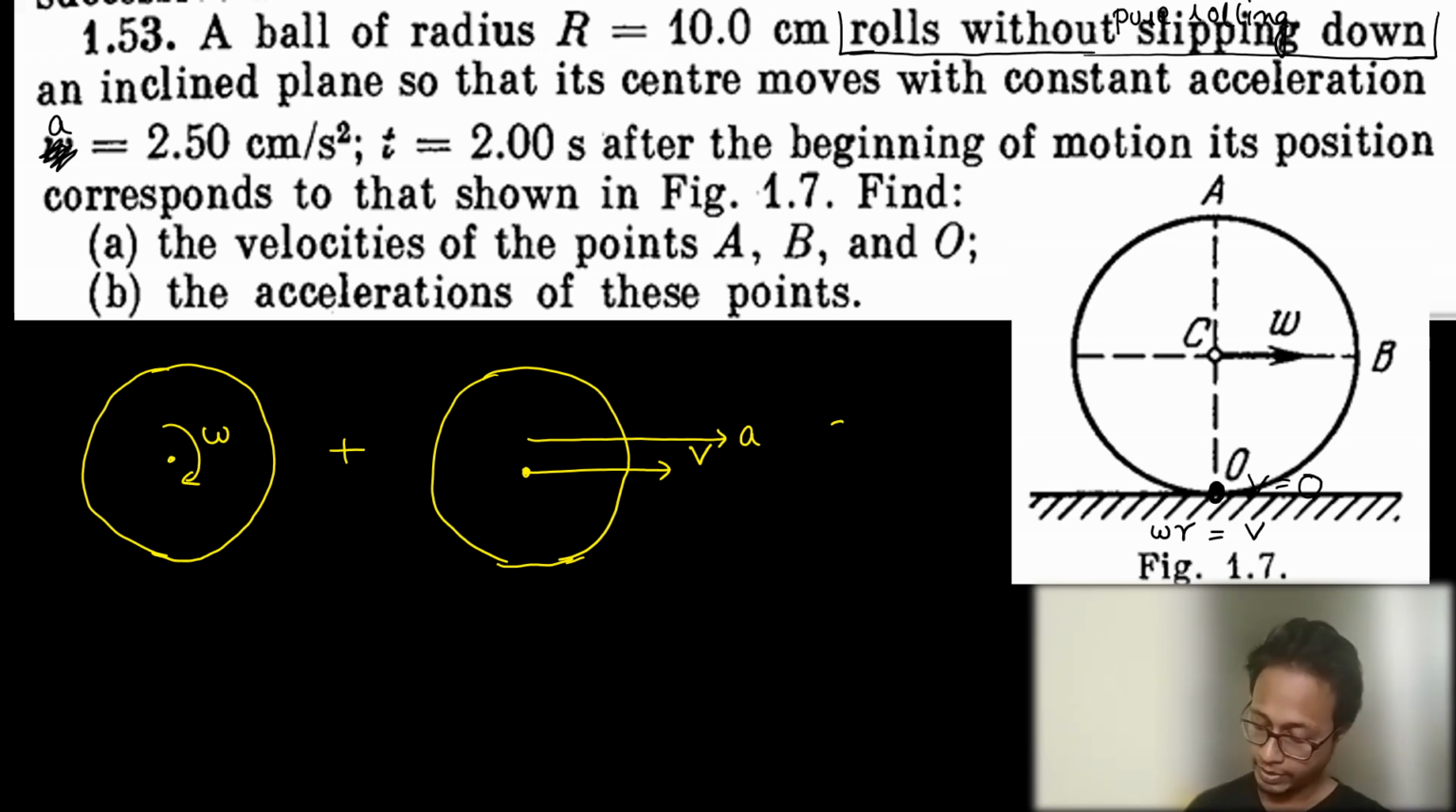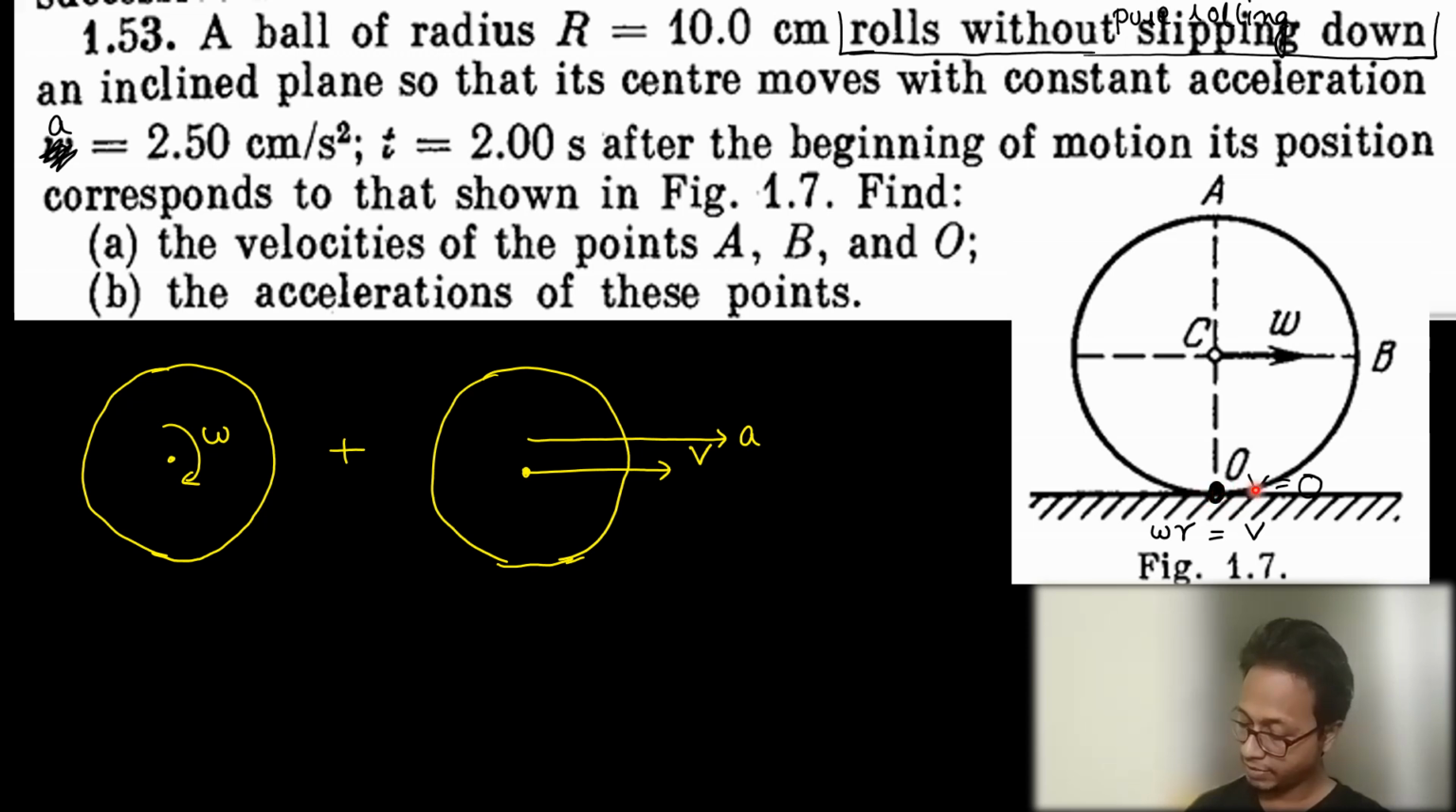See one thing here. If this point has acceleration, that means the velocity is going to increase. If the velocity is going to increase, this parameter of velocity is going to increase. And it rolls without slipping, which means at any instant of time, the net effective velocity at this point should be equal to 0.